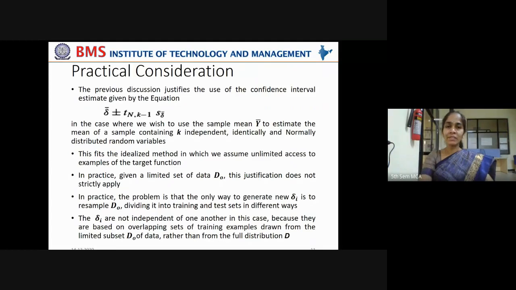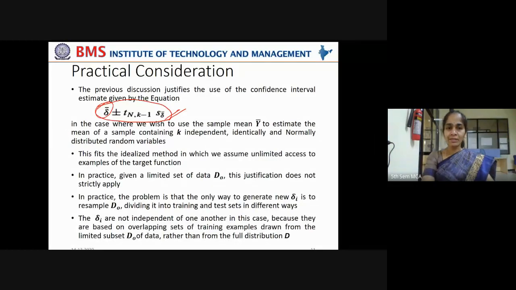Now, the previous discussion justifies the use of the confidence interval estimate given by the equation. Here, the confidence interval estimate is calculated by this equation: delta bar plus or minus the critical value t at confidence level N and k minus 1 degrees of freedom, multiplied by the standard deviation of the mean error. Okay, that will help you to calculate the confidence interval. That will help you to calculate the interval within which the range of values fall.